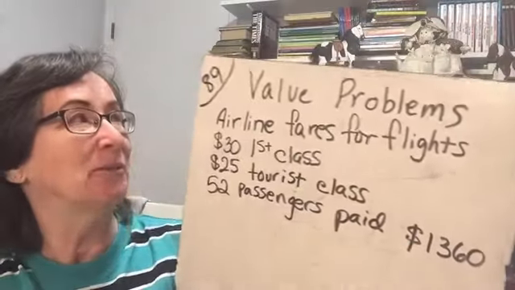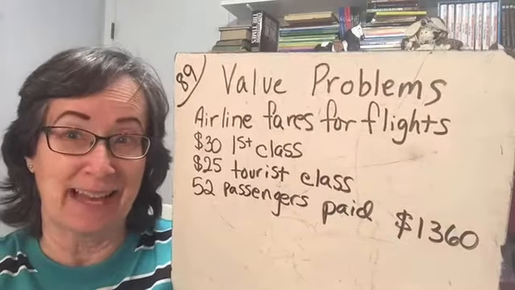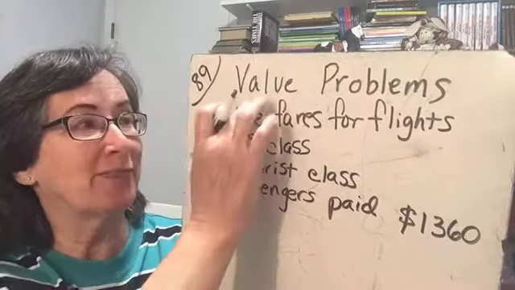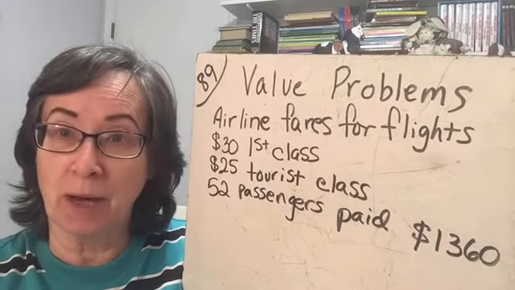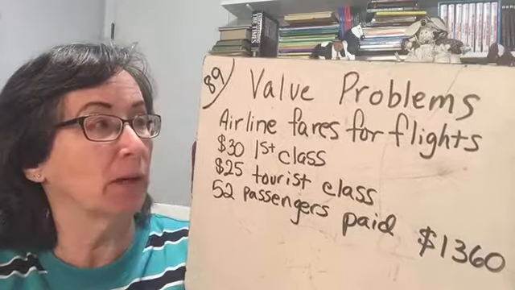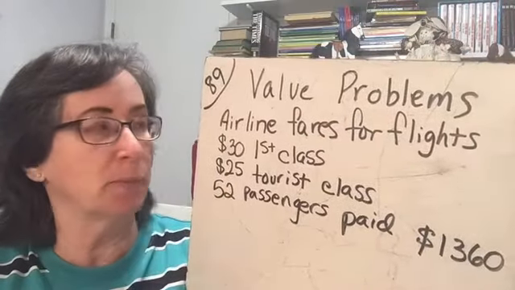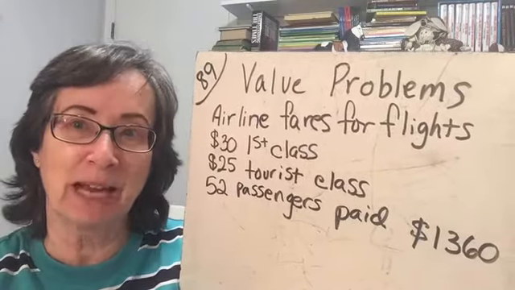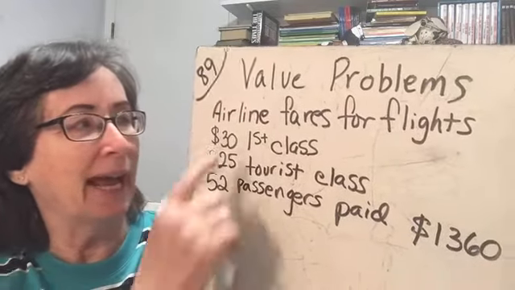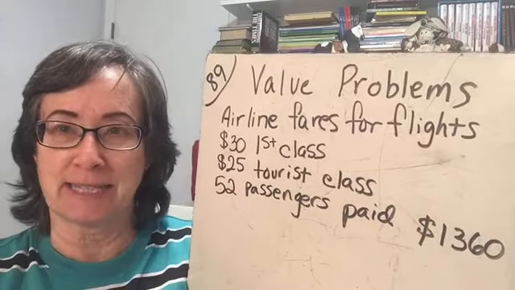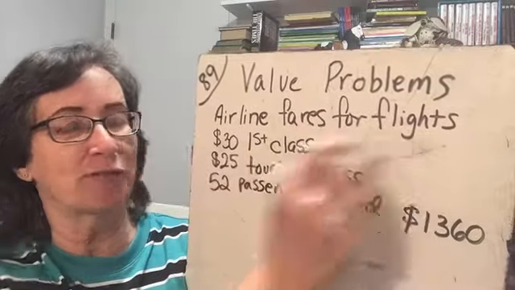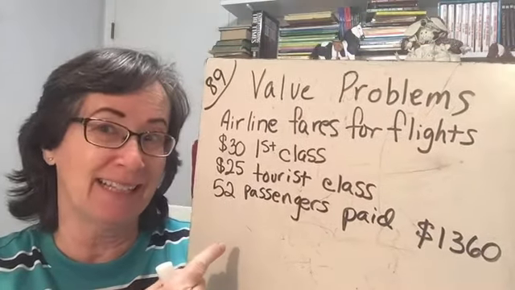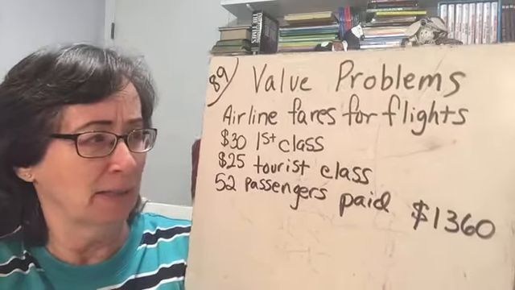And today we're doing lesson 89 in your Saxon Orange book, and we're doing value problems, which include coin problems. We've done coin problems before, and coin problems are value problems. Now we're doing some other types of value problems. Airline fares, for instance, airline fares for flights.